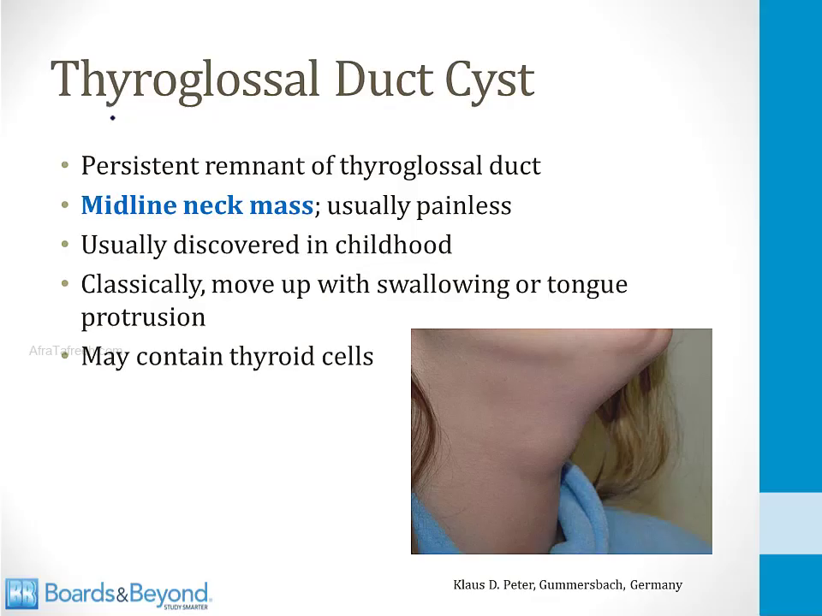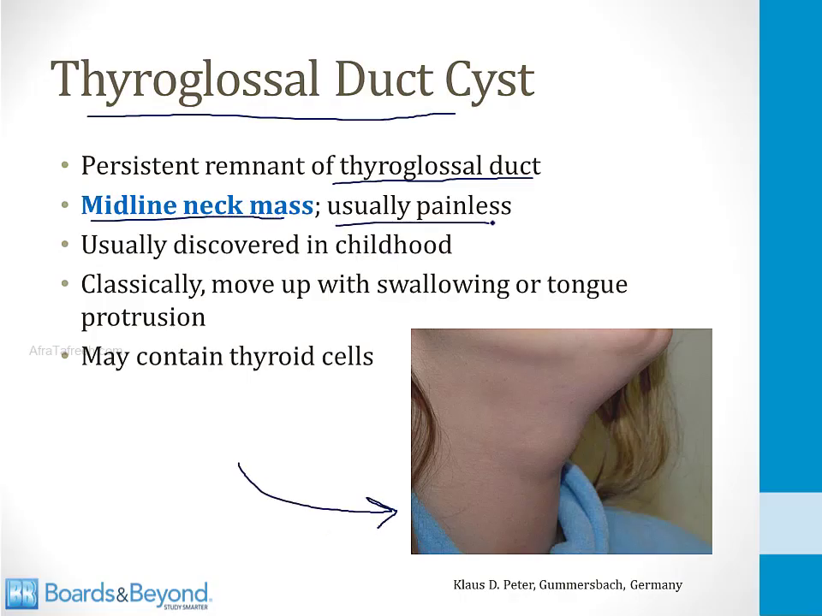Some patients have what's called a thyroglossal duct cyst. This is a persistent remnant of the thyroglossal duct. It presents as a midline neck mass that's often noticed by the patient, as shown in this example on the screen here. It's usually painless, but the patient will present it to their doctor out of concern for the growth in the neck. It's usually discovered in children.